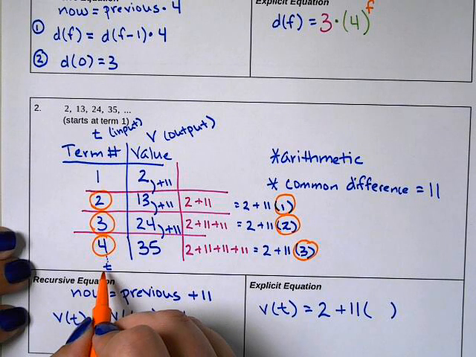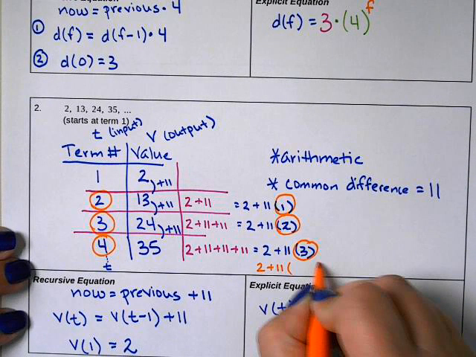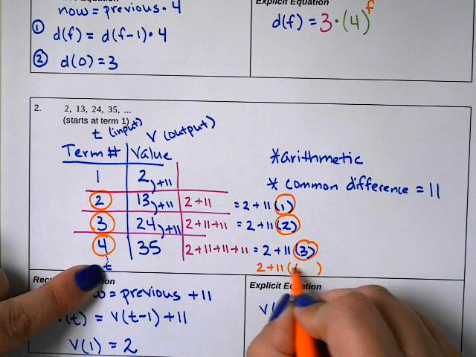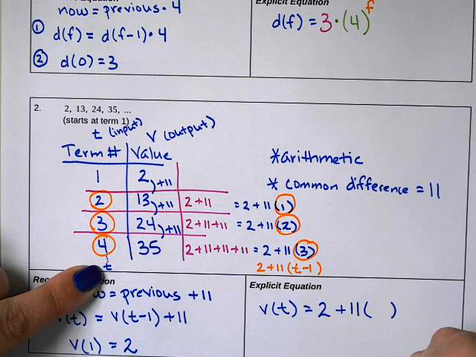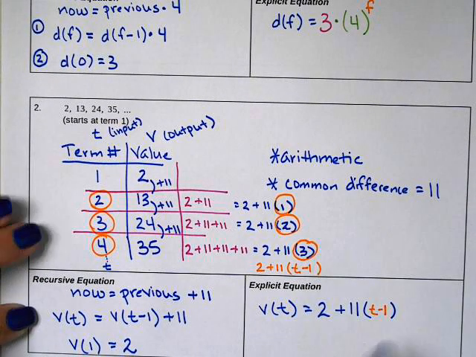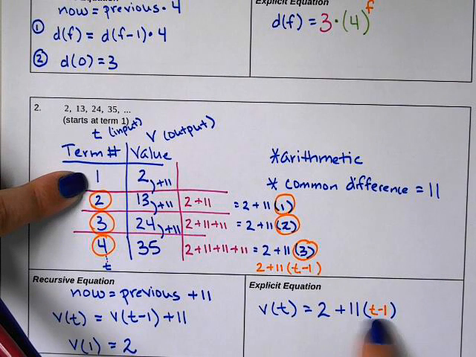So since I want to figure out what I'm at for term t, I know that I'm going to do 2 plus 11, and it has to be multiplied by 1 less than the term number. So the way we write that is t minus 1. So that means inside these parentheses here is going to be t minus 1. Since my table started at 1, it makes sense for my explicit equation to have that t minus 1.